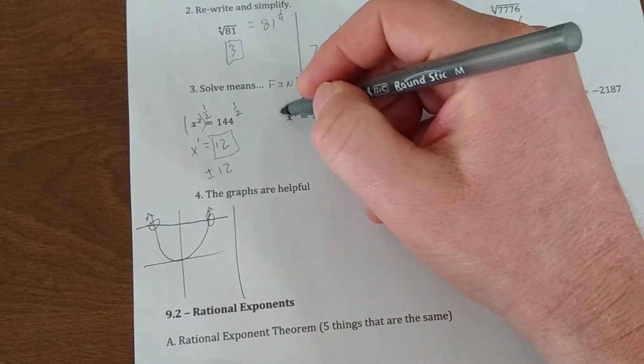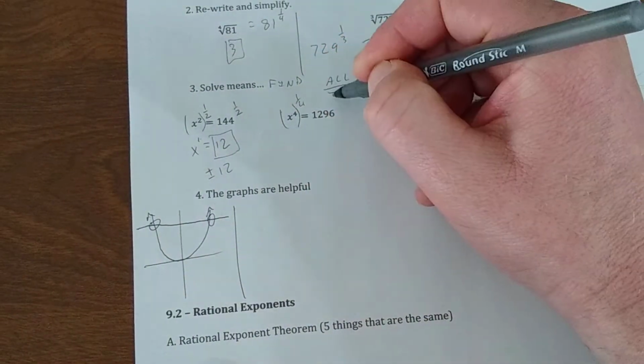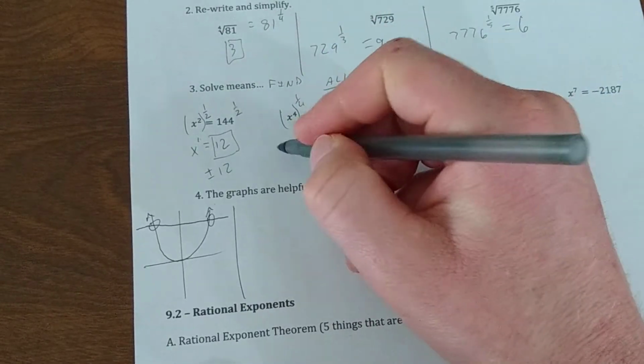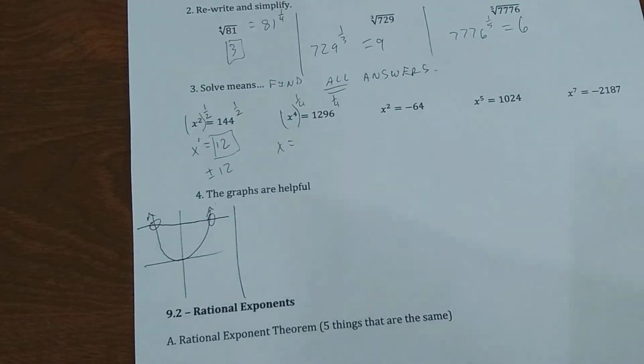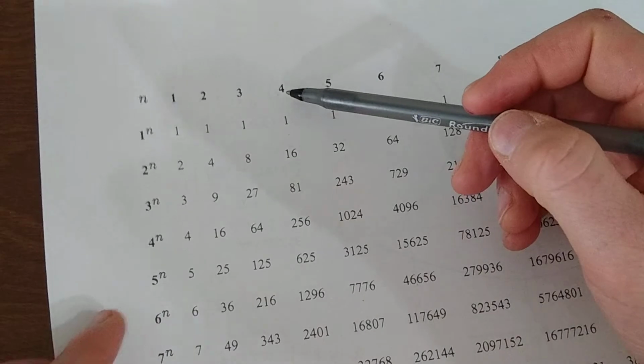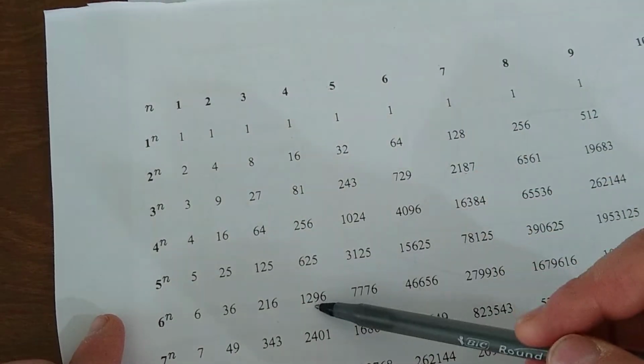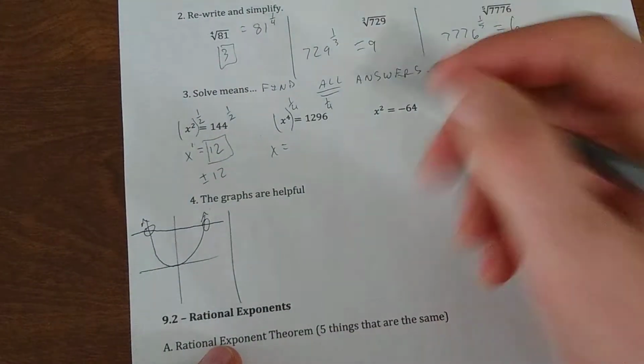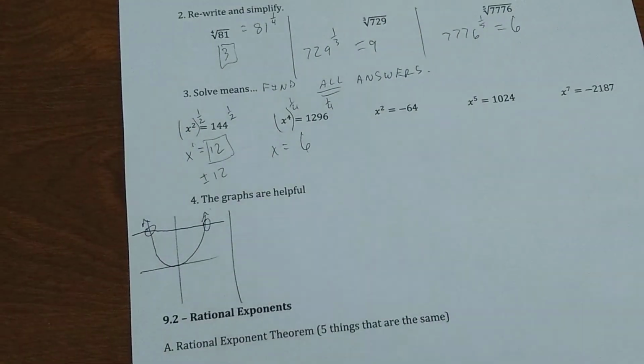Well, how about the next one? X to the fourth. Well, I'm going to do a 1/4 power and a 1/4 power. That will get rid of that, so x equals the fourth root of 1296. On here, the fourth root of 1296 is 6. But now I have that question, one answer or two? Positive and negative, or just regular 6?